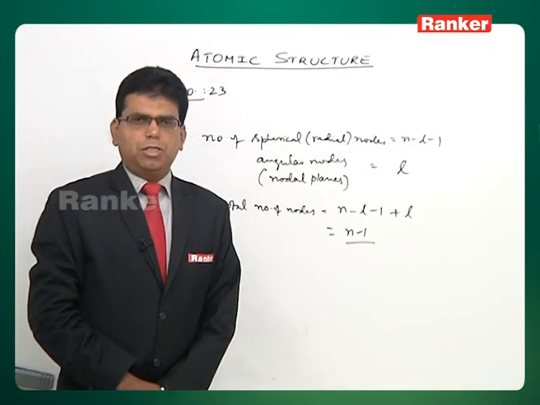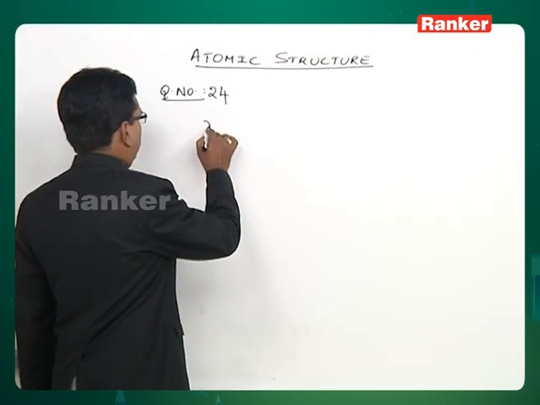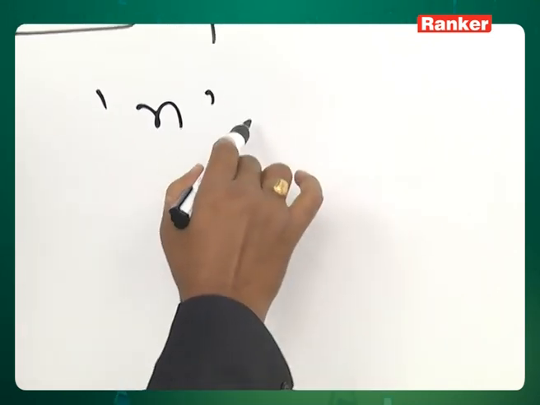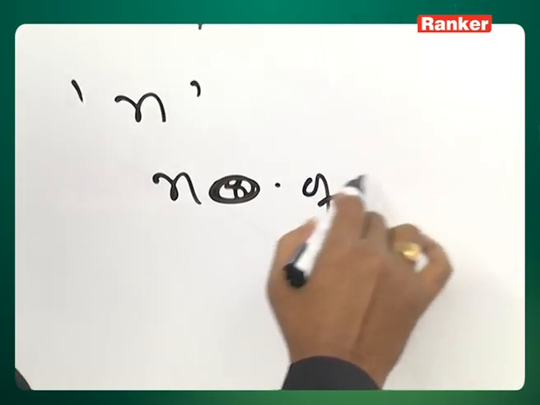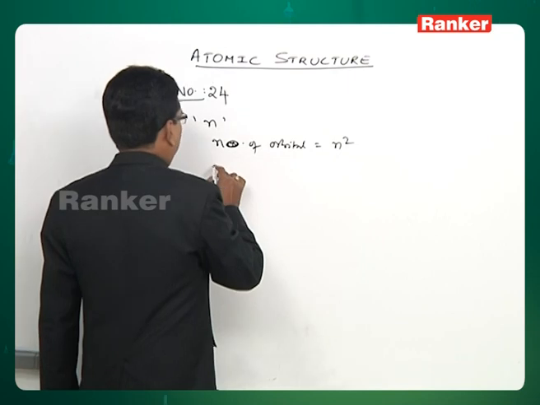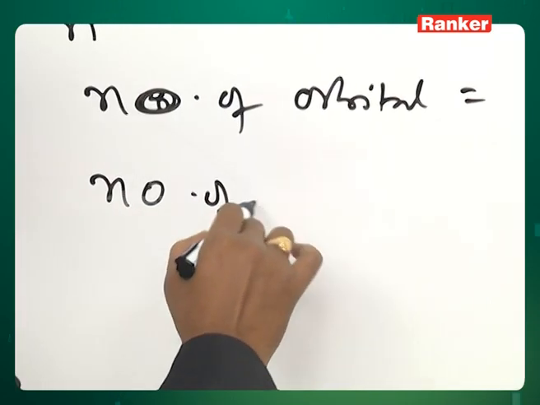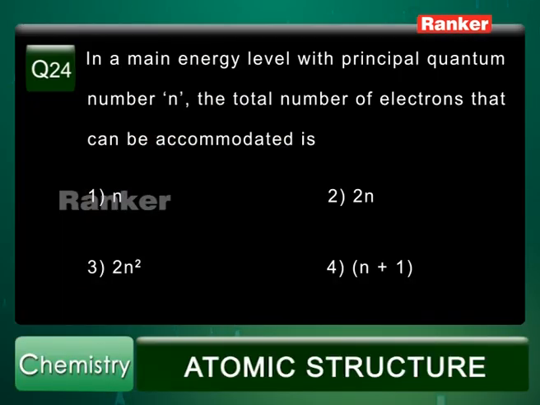Now, let us move on to question number 24. The question says, in a main energy level with a principal quantum number n, the total number of electrons that can be accommodated is. With the principal quantum number n, the number of orbitals is n square, and each orbital will have 2 electrons. So, the number of electrons is 2n square. So, the correct answer is option 3, 2n square.